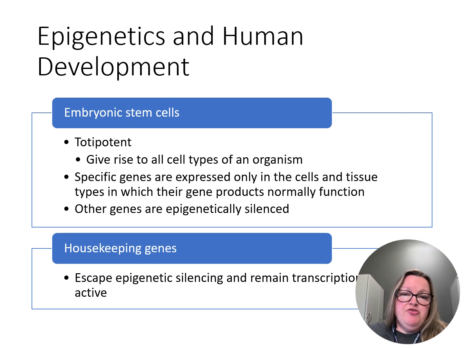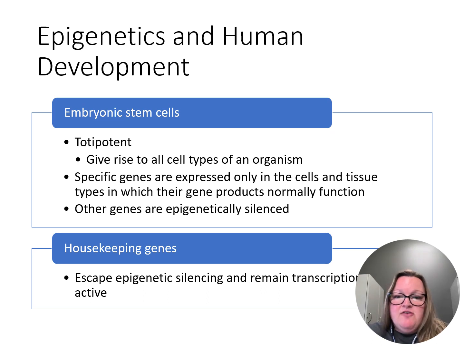So how does epigenetics work in human development? You have to think we as organisms have stem cells. It's important to know that stem cells are what's called totipotent. They can give rise to all cell types. They have the ability to specialize in whatever they want to do within the organism. That's why stem cell research and manipulation is very controversial, because they can make whatever type of specialized cell they want out of stem cells.